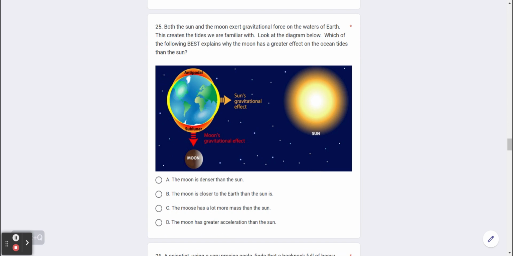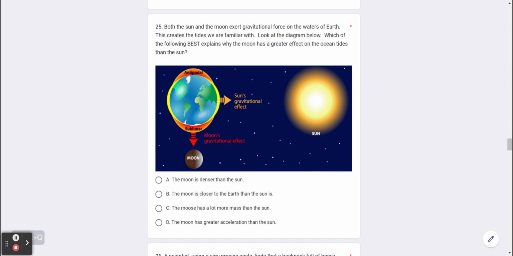25. Both the sun and moon exert gravitational force on the waters of Earth. This creates the tides we're familiar with. Look at the diagram below. Which of the following best explains why the moon has a greater effect on the ocean tides than the sun? So notice where the position of the moon is and the sun.